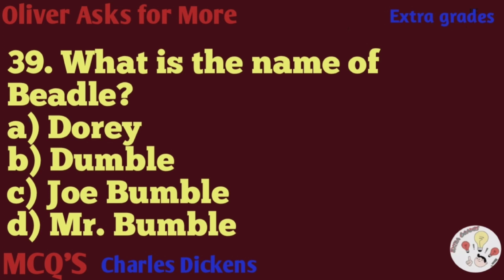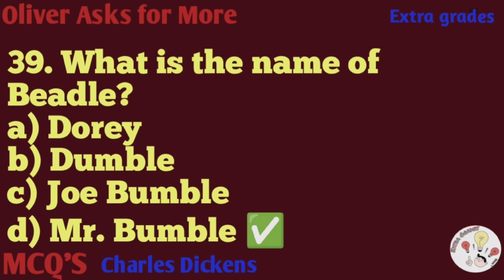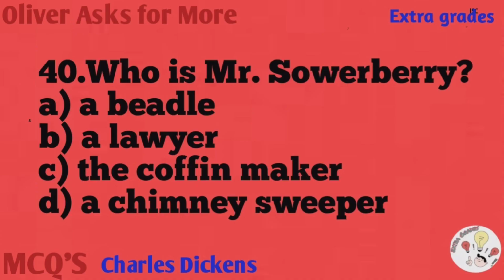Question number 39. What is the name of Mr. Beadle? And the options are A. Dore. B. Dumble. C. Joe Bumble. D. Mr. Bumble. And the correct option is D. Mr. Bumble.